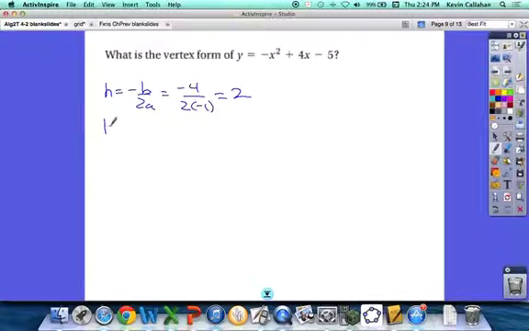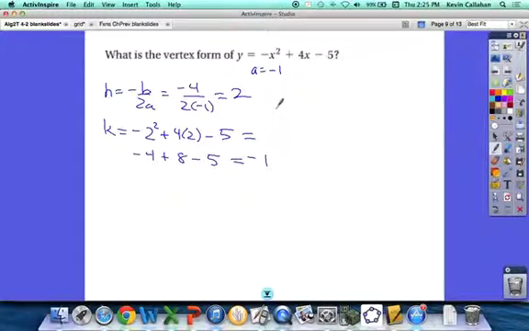The k is negative 2 squared plus 4 times 2 minus 5, which is negative 4 plus 8 minus 5, which is what? Negative 1. So we know our h and we know the k. What is the a? Negative 1, right? The a is negative 1.